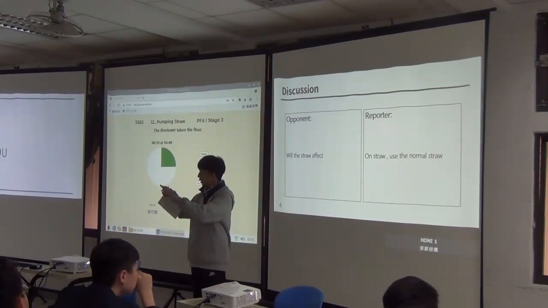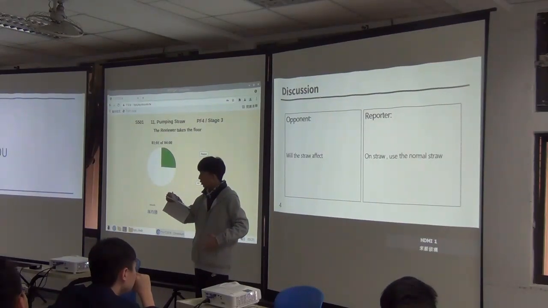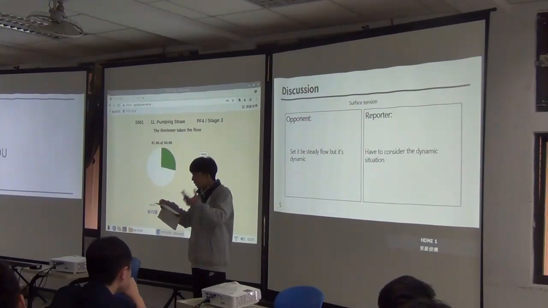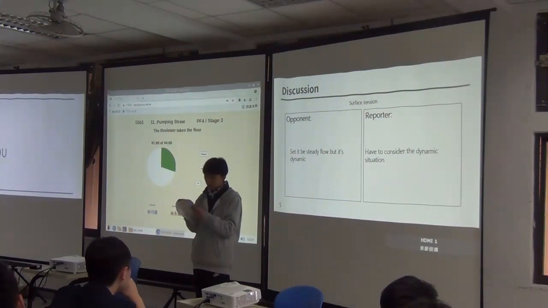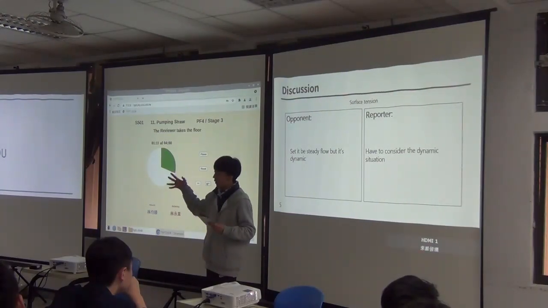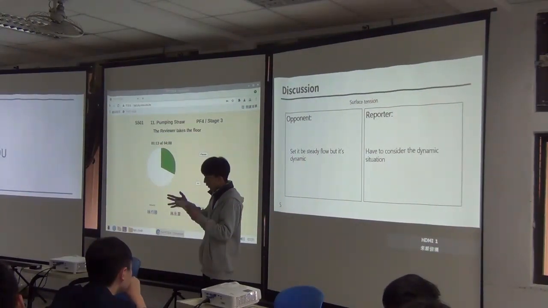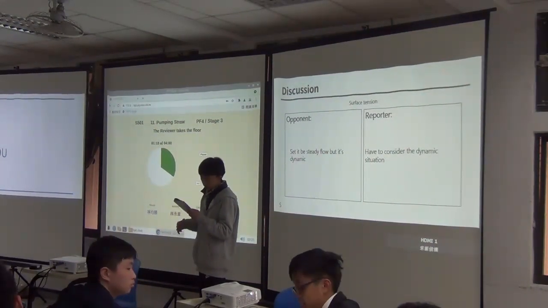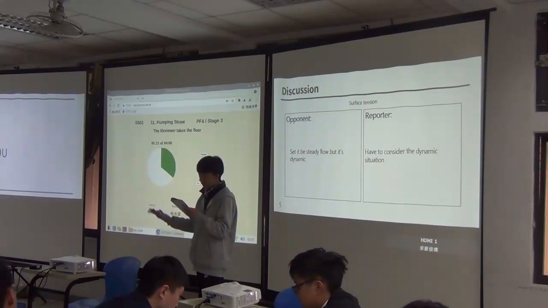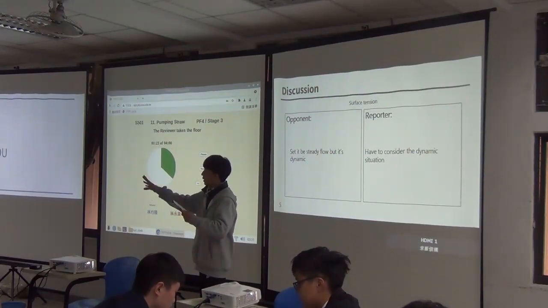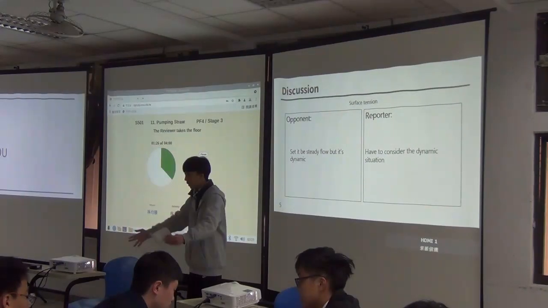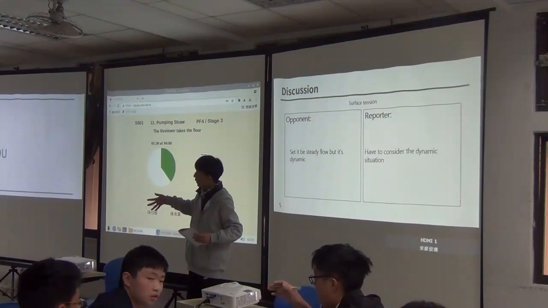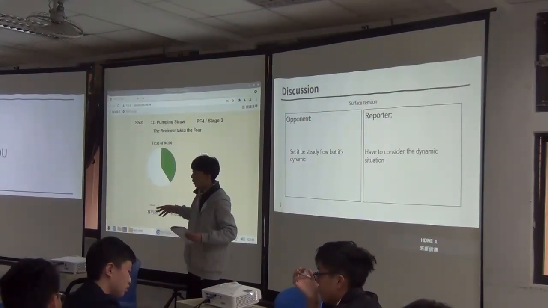The first question they discuss is about surface tension, and the reporter thinks that it's a bit too small and we can ignore it. The second, they also discuss if the straw is very thin, then surface tension will affect. And then they discuss if the straw is big and not thin, will there be more water being pumped or less?